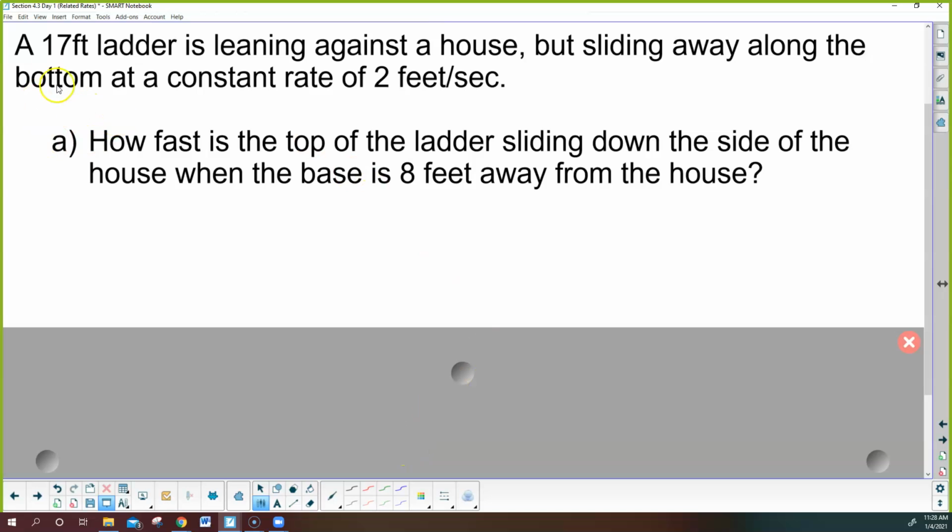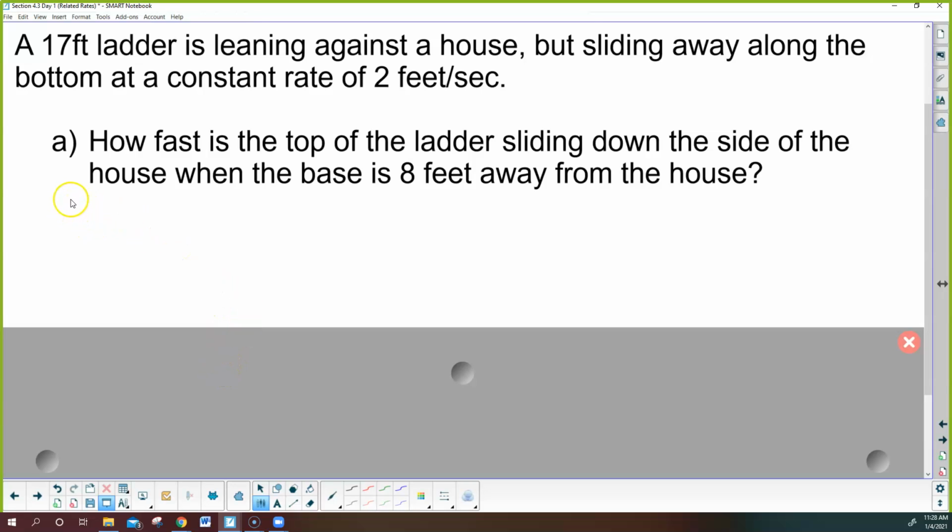All right. So a 17-foot ladder is leaning against the house. We have the rate at which it's falling away at the bottom. And then the question is, how fast is the top of the ladder sliding down the side of the house when the base is exactly 8 feet away from the house?